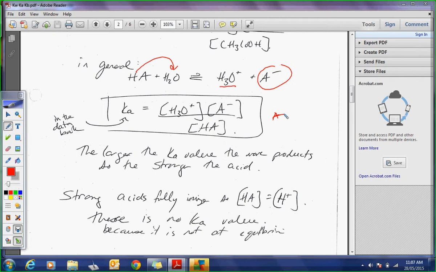Okay. Yeah. The larger the Ka value, the more this is bigger than this. The top is bigger than the bottom if it's a larger Ka value. So the more products, and therefore it's a stronger acid. The larger the Ka value, the stronger the acid, and the higher up in the data booklet it is. Okay? I know I'm going very fast. Are you still with me? Girls in the back, you okay?